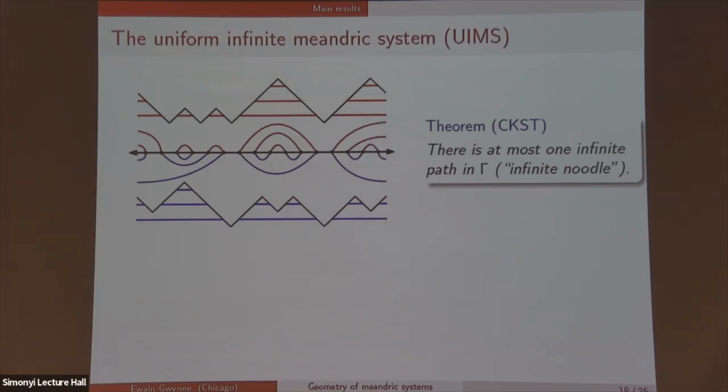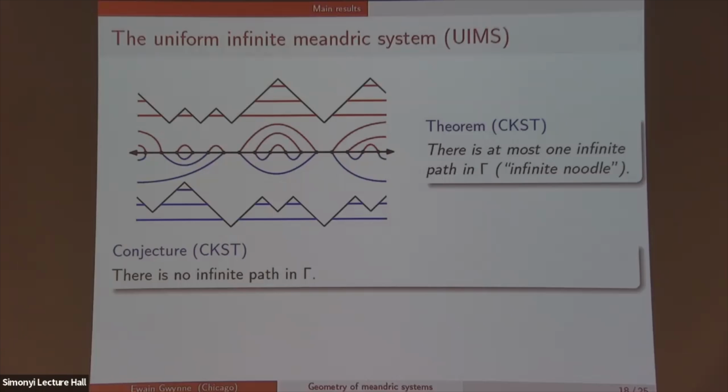So the bi-infinite paths in the uniform infinite meandric system were studied in a previous work by Kurian, Kozma, Sidoravicius, and Tournier. And what they showed is that there is at most one infinite path in the uniform infinite meandric system. So you look at all of these loops and bi-infinite paths formed by these two independent infinite uniform arc diagrams, and they showed that there can be at most one of these bi-infinite paths. And they conjectured that in fact there are no infinite paths.